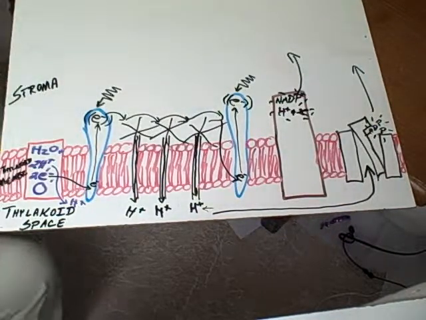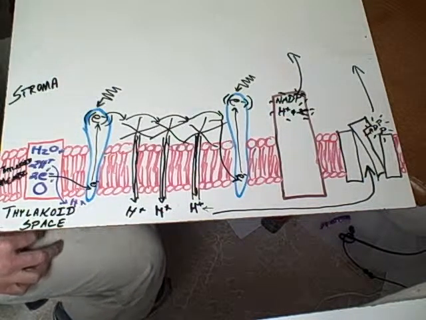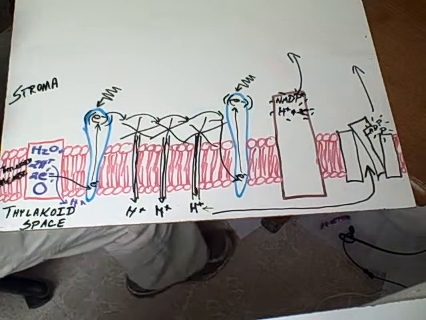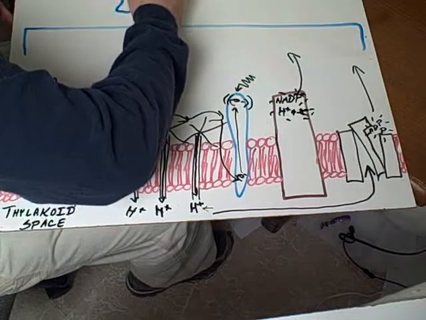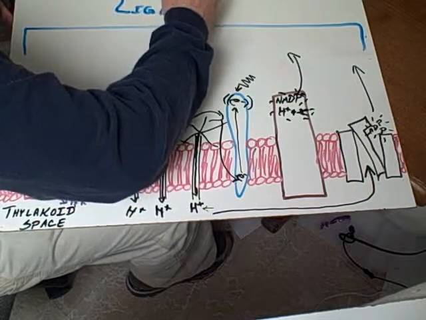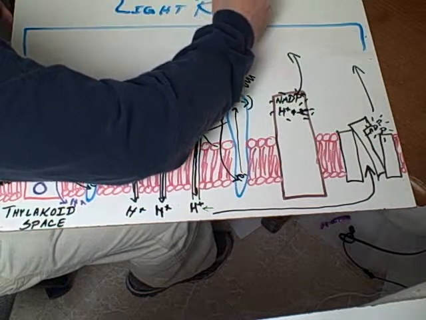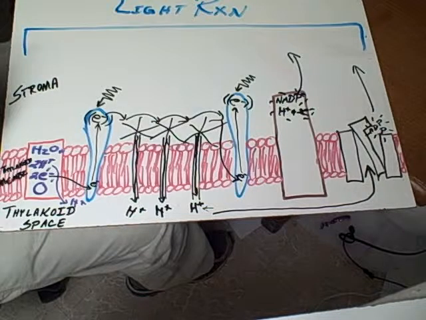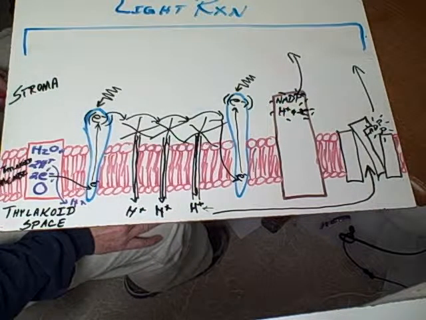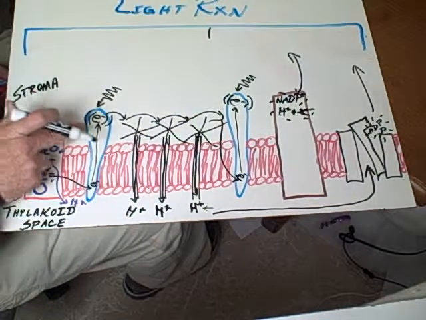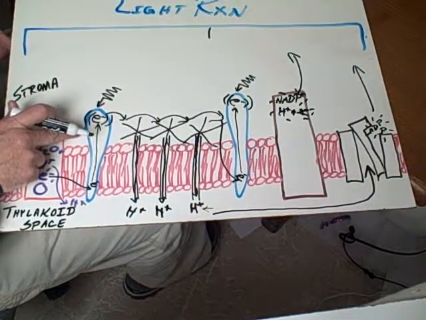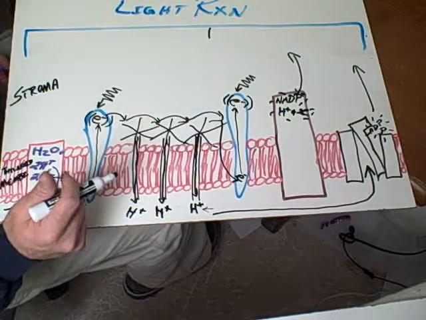Now, to look at what the parts of this are. The whole thing here is referred to as the light reaction. That light reaction is broken into two parts. The two main parts are photosystem 1 and photosystem 2. Now the confusing thing is these are named in reverse. If you really wanted to be honest about it, this is photosystem 2 and this is photosystem 1.